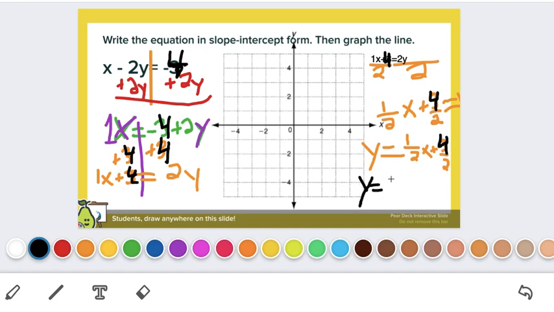Y equals 1/2 x plus a 2. We can graph it. So we got our y-intercept at 0, 2, and our rise and run. So it's a rise of 1 and a run of 2. Rise of 1, run of 2. Keep going, reverse it the other way. We need that staircase the same all the way through.